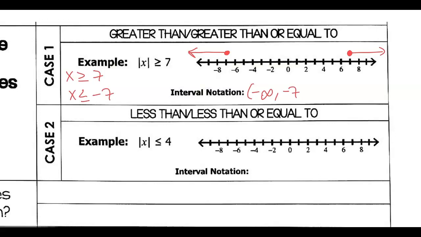And at negative 7, what should you have? Okay, I know a union, but what type of bracket? There you go. Then a union. Go ahead.